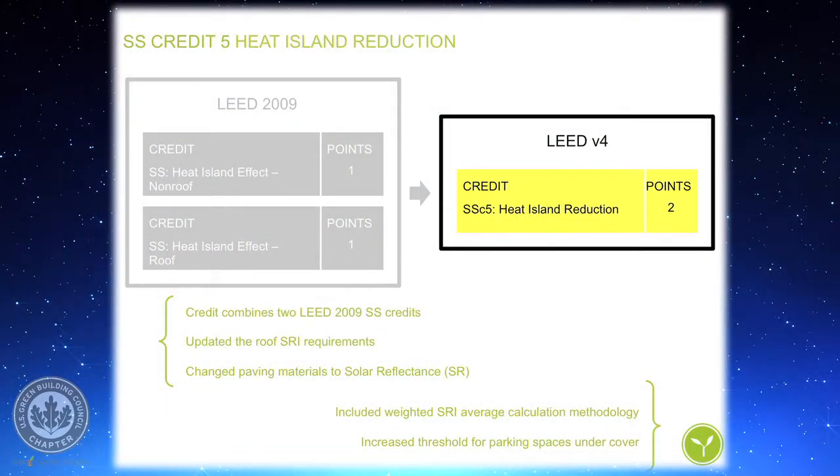The same is true for heat island reduction. Here again, we've combined the roof and non-roof credits into one credit with two options where you can earn either one or both. We've adjusted the metric for paved materials from SRI to SR. For paved materials, LEED projects were just conducting an extra calculation for LEED purposes, and by relying on solar reflectance, there are fewer calculations that the project will have to do. We've also increased the threshold for parking spaces under cover in order to comply with the credit.